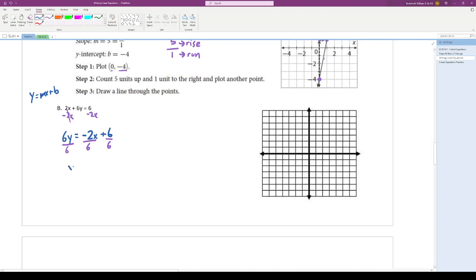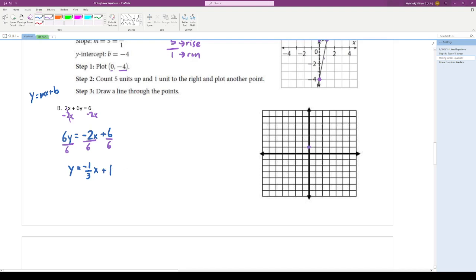6y over 6 is just 1y. Negative 2 over 6 simplifies to negative 1 over 3. That's our slope. And then 6 over 6 simplifies to 1. So on our graph, we're going to start by using our b value. That's our y-intercept of positive 1. So on our y-axis, we have a point at 0, positive 1.